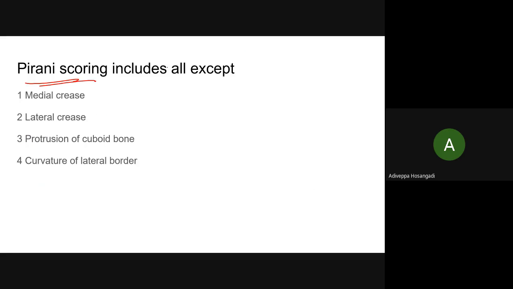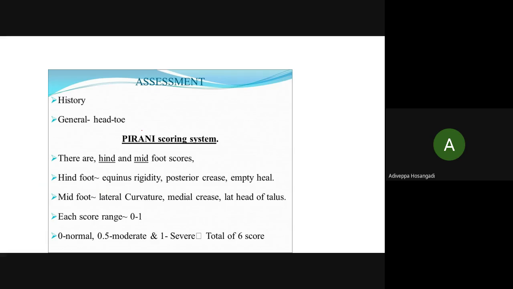Pirani scoring includes all except... I will tell you what a Pirani score is in subsequent slides. So the answer is protrusion of the cuboid bone. It is wrong. The Pirani score includes the medial crease. Remember, Pirani scoring is used in CTV.